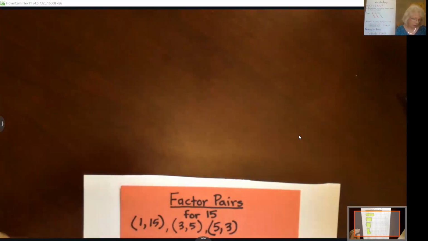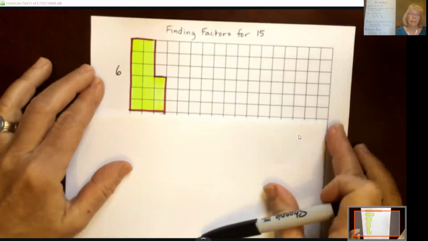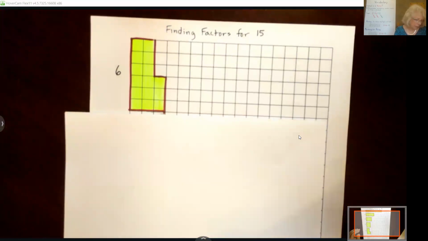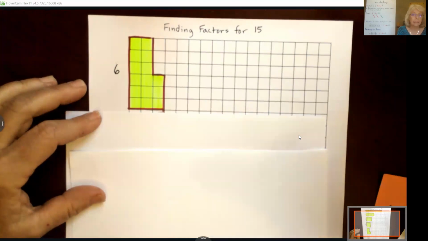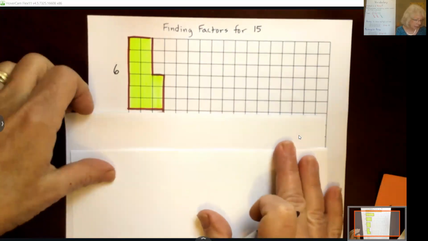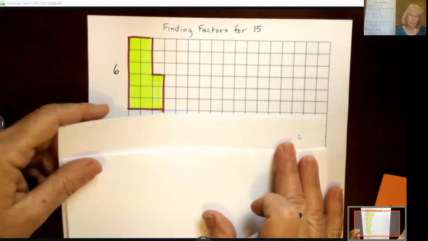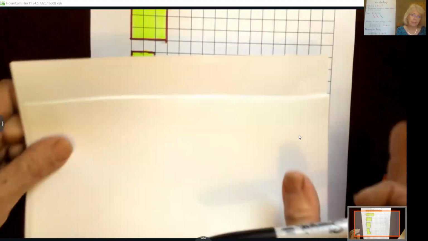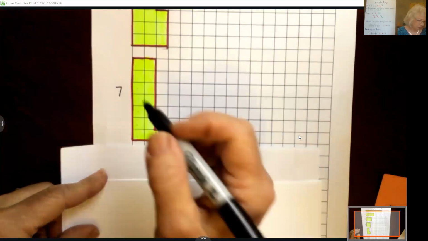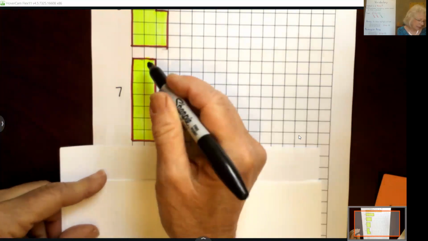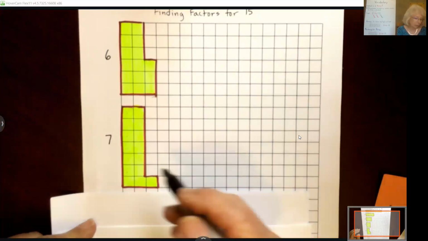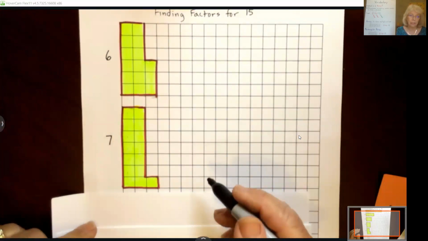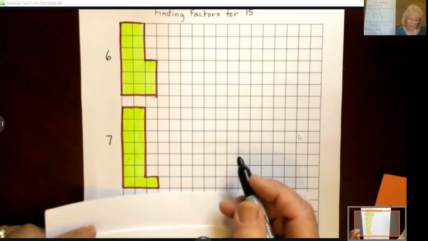We're going to try 6. What do you think? Take a prediction. No, didn't work. So we don't get to put 6 down as a factor pair, because we can't multiply 6 by any whole number and get 15. Let's try 7. Ooh, also doesn't work. If I have 7, the next row is 14. I'd have to add 1 to get to 15. These do not show rectangular arrays that stand for multiplication.